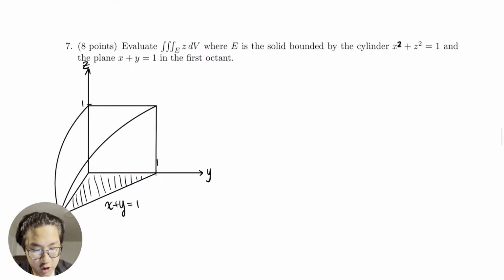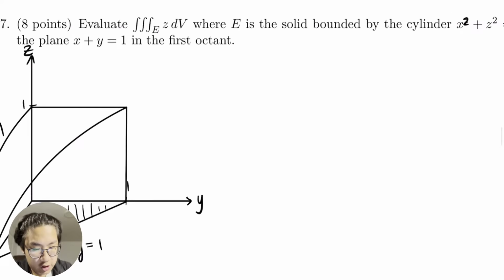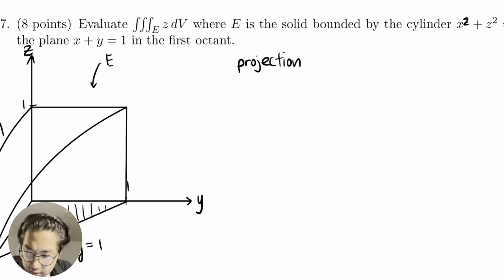And then we'll also draw the projection into the plane as well. And I'll specify that this here is x squared plus z squared is equal to 1. And then we can draw the projection. And I'll also specify this is a solid E. Okay, so we'll draw the projection of this entire solid into the xy plane.